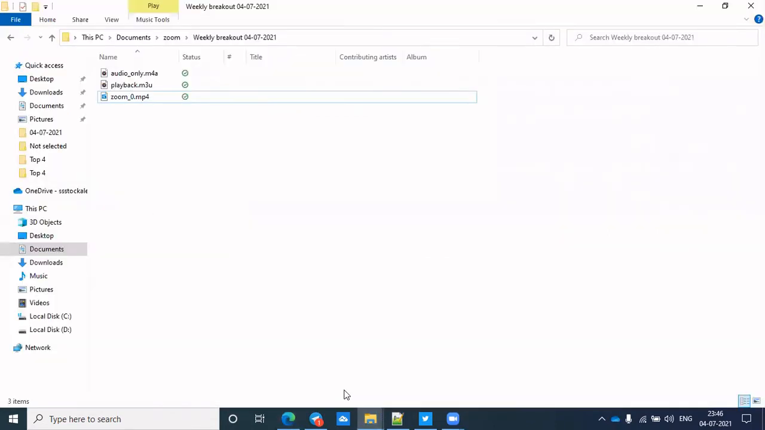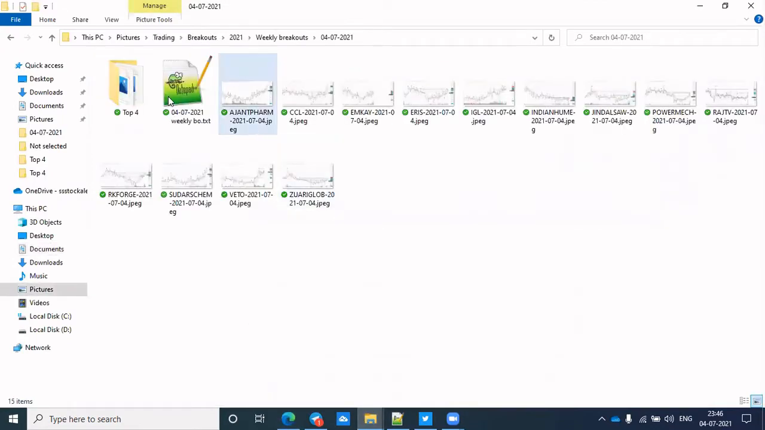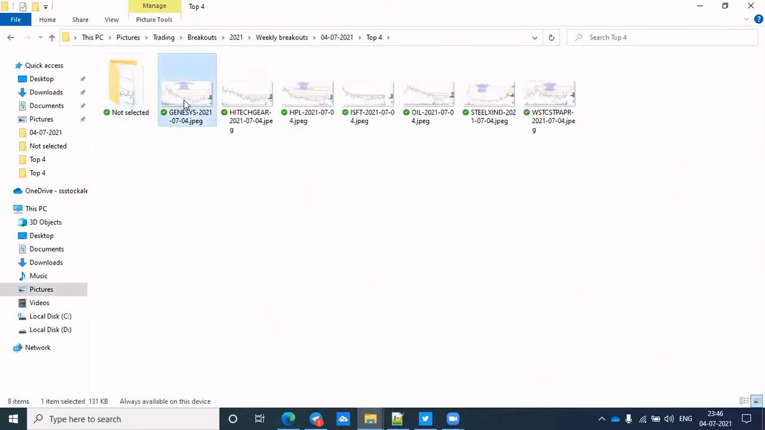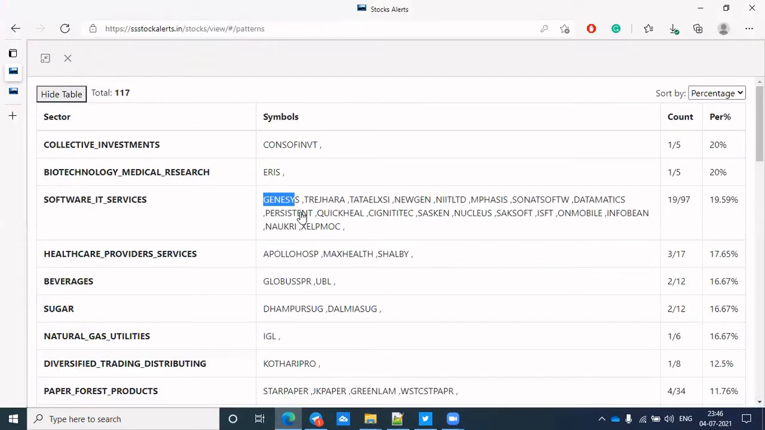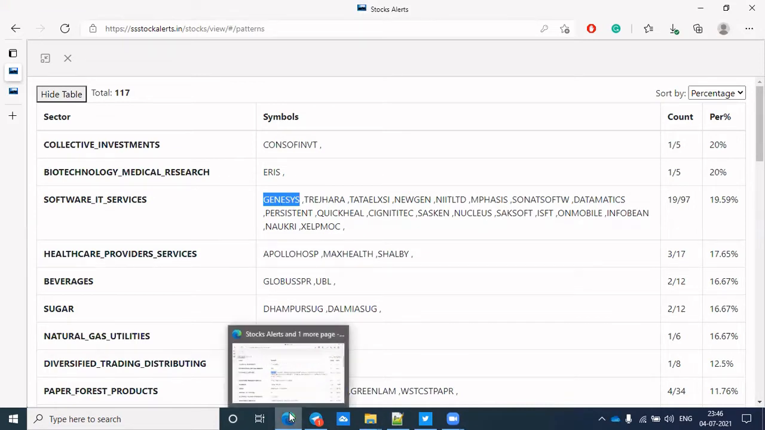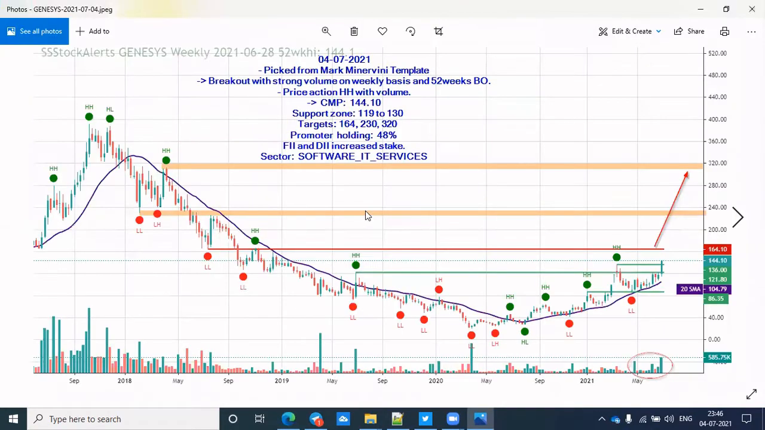Let me open my weekly breakout folder so that we can see. Here I have Genesis, and from these stocks I have only selected Genesis. So this is already a trending sector, and I have selected one stock from this sector. Now I will go to that stock and we'll see. Since I did not choose 2 or 3 stocks from the same sector, I need not compare them with another one. It has a high volume on breakouts and low volume on the pullback, and we have seen the targets and that promoter holding is increasing. So we have seen all these things.